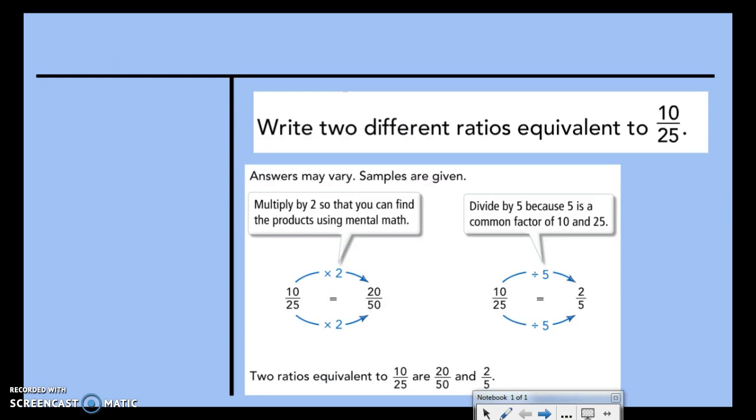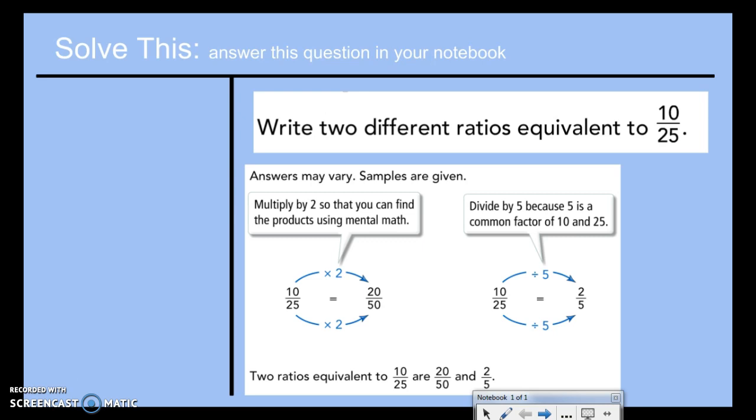All right, the next thing I want you guys to copy down into your notes is this right here. We're going to write two different ratios that are equivalent to 10 over 25, okay? That's the same as saying 10 to 25 or 10:25, okay? Answers may vary. Samples are given.